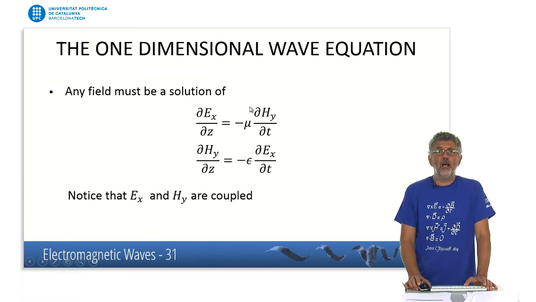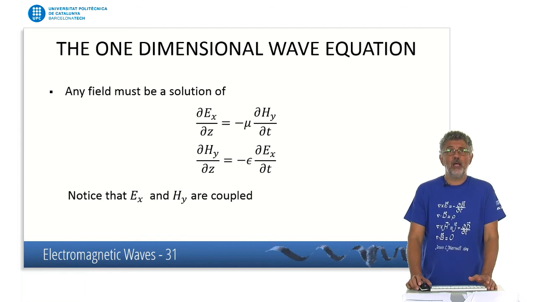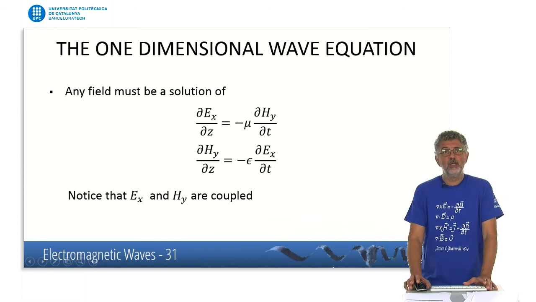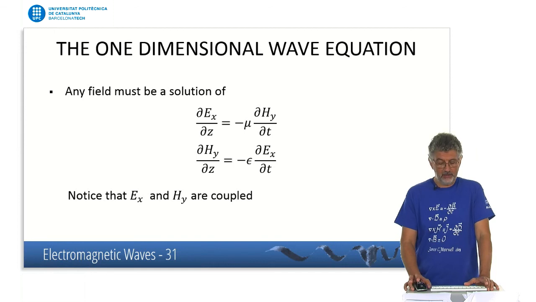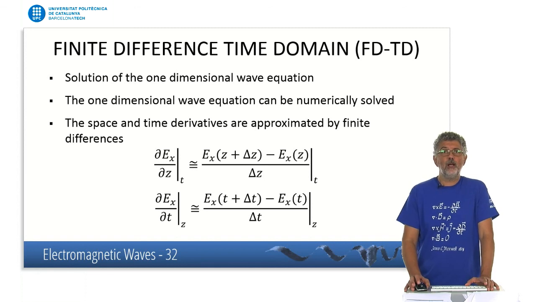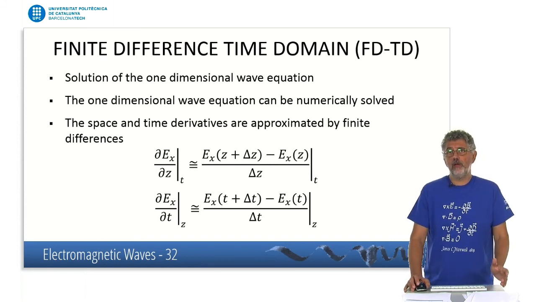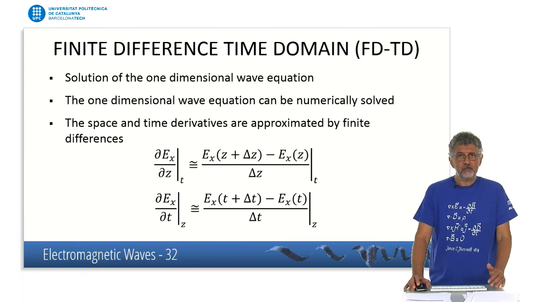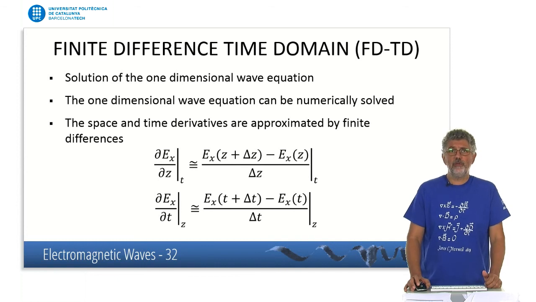Now, remember that any field solution for the wave equation has to respond, in the one-dimensional case, to these equations, and we want to see in more detail why that coupling between the electric field and the magnetic field gives rise to the wave phenomenon. For that, we are going to use a very well-known numerical method, which is known as the finite difference time domain, or FDTD, that will allow us to show numerically that wave equation.